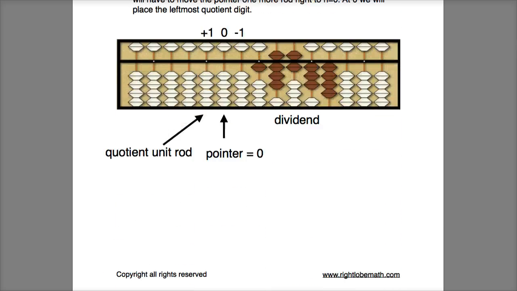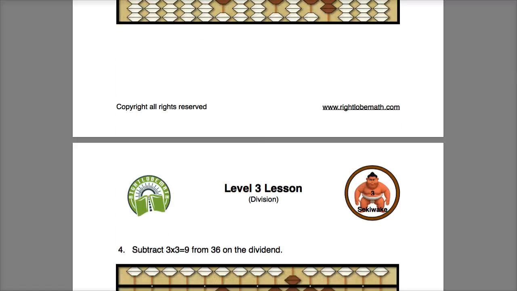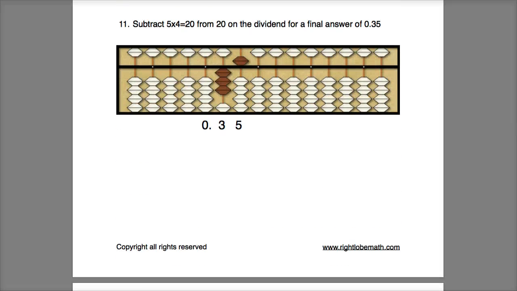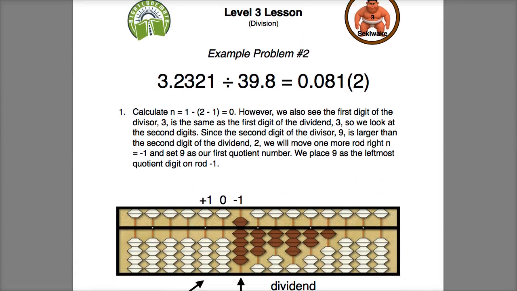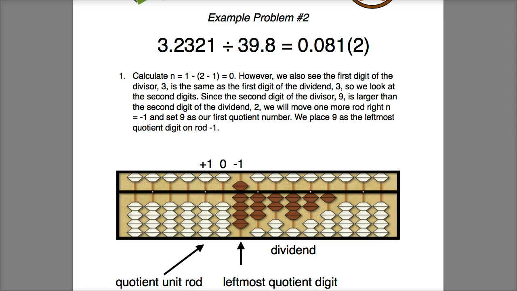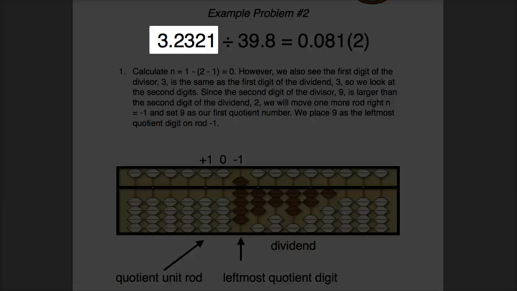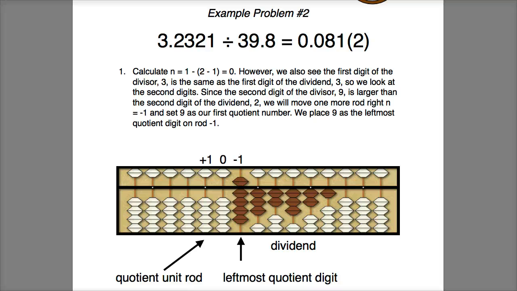So I'm going to jump into the second example on this PDF file. You're certainly more than welcome to work out any of the other examples, but let's take a look at this second example. Here we're going to calculate n by first looking at the dividend 3.2321. Since this is a mixed number, we'll only count the whole part. So there's one digit, the 3, and so we assign it a value of 1.